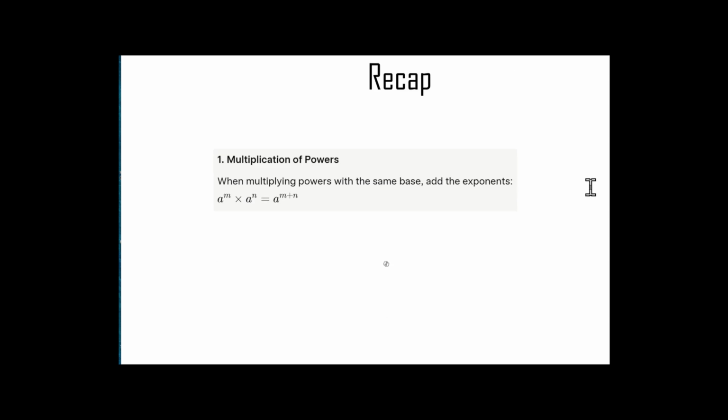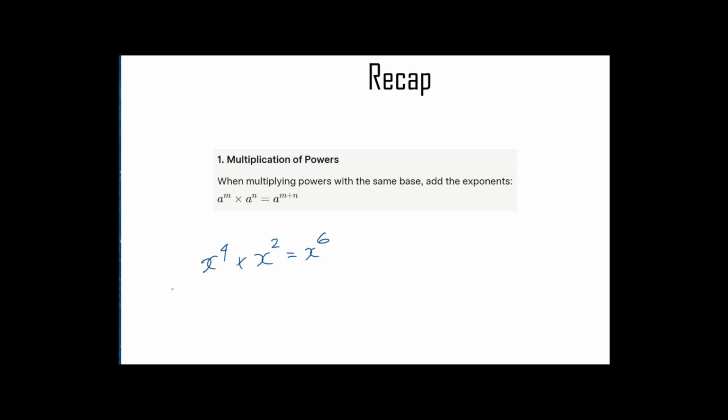So the first rule is the rule of multiplying powers. A to the power of m times a to the power of n equals a to the power of m plus n, as long as the base is the same. So x to the power of 4 times x to the power of 2 is going to be x to the power of 6.